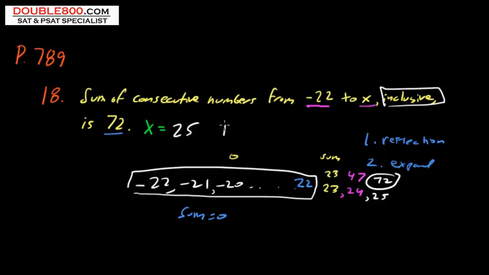The answer is B. So if you ever see this problem, first step, just find the reflection of that number and then expand just a couple of times, and you will get the sum that the question is asking for.